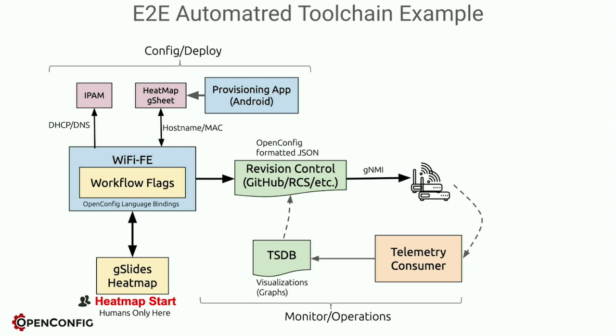The heat map is where we place access points with XY coordinates. We put down the transmit power, channel width, the name of the access point, and so on. All of that is ingested by Wi-Fi front end. It's a configuration tool which a few of us in the team wrote.